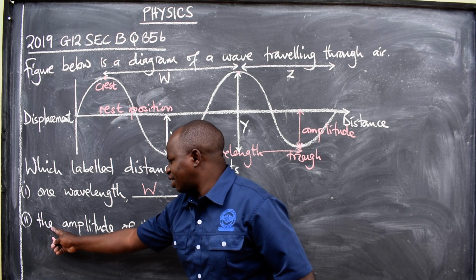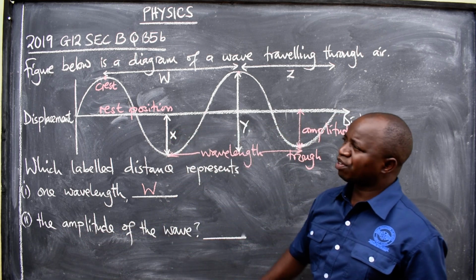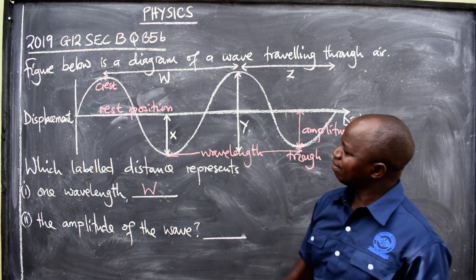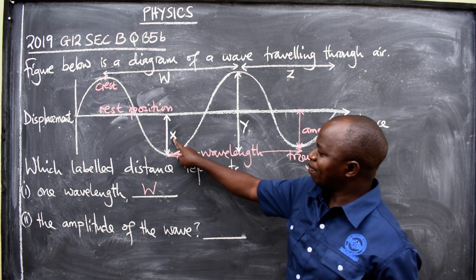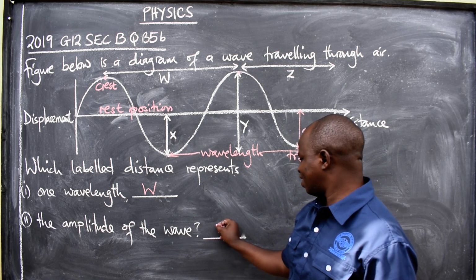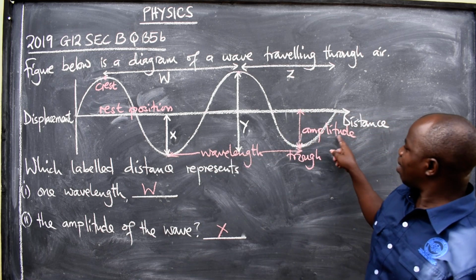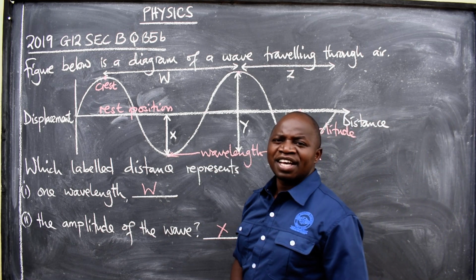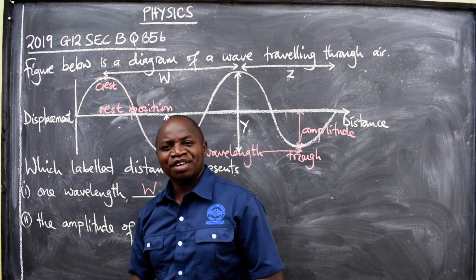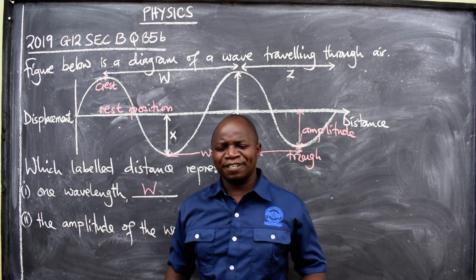Which one defines the amplitude of the wave? From the explanation, which letter? You can agree with me that it is X. X here, from this point to that, which is the amplitude. That is what I have said. So, as simple as that.